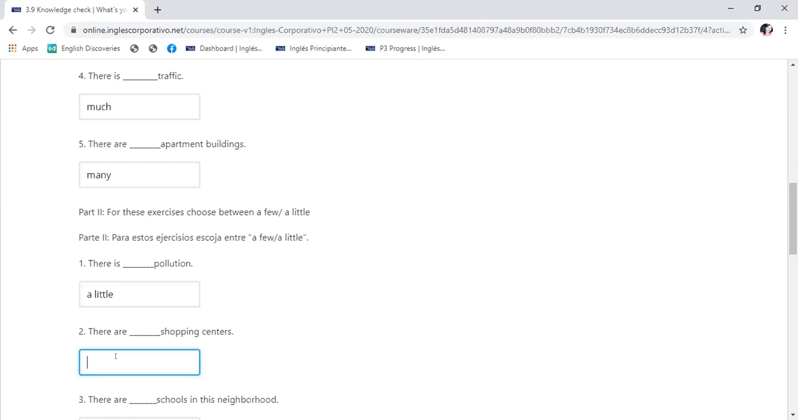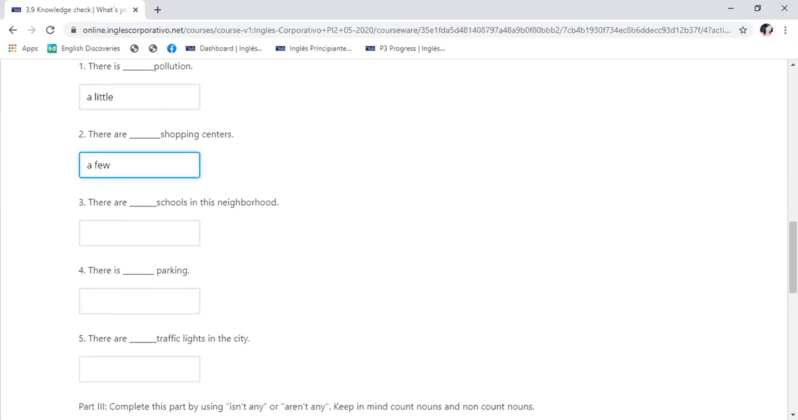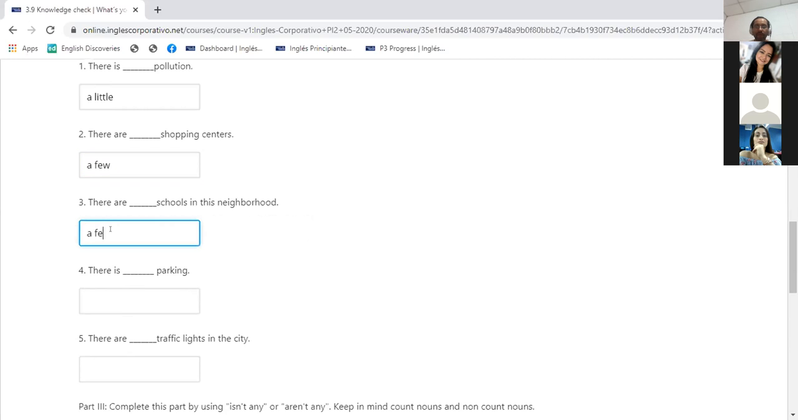There are a few. Correct, because few is for plural. There are a few schools in the neighborhood. Yes. There is a little parking. Yes. There are a few traffic lights in the city. Yes.